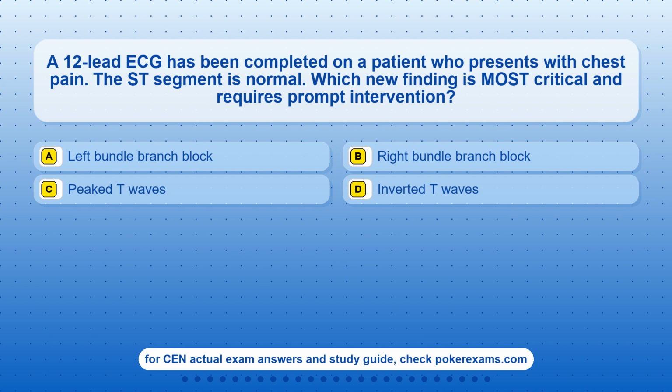Question 7. A 12-lead ECG has been completed on a patient who presents with chest pain. The ST segment is normal. Which new finding is most critical and requires prompt intervention? Option A, left bundle branch block. Option B, right bundle branch block. Option C, peaked T waves. Option D, inverted T waves.